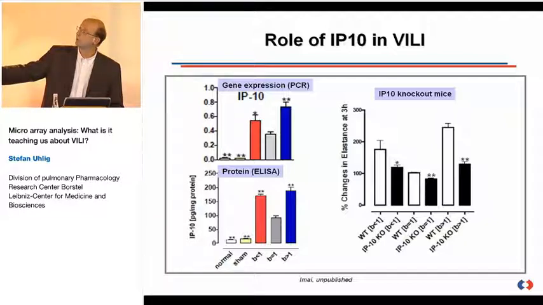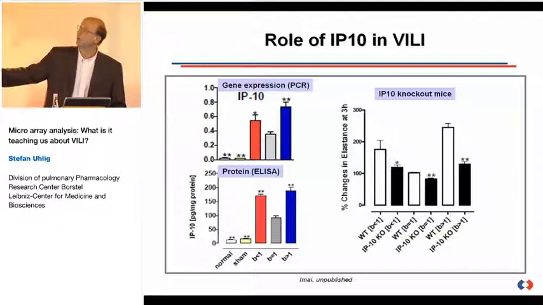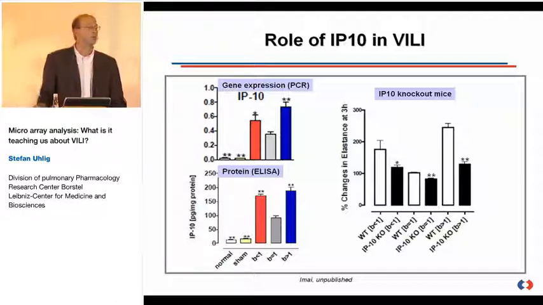So this is the sham lung, the normal lung. There's no IP10 in those lungs at basal levels. If they are treated with acid, there is an increase. And if you ventilate those lungs with a de-recruitment or an over-distending strategy, there is an increase under both conditions. So IP10 seems to be a novel gene involved in acute lung injury.